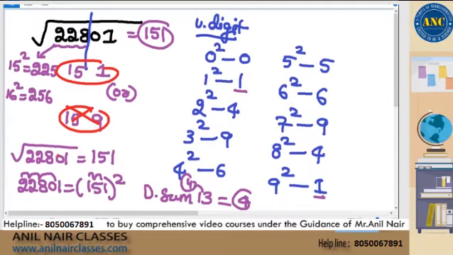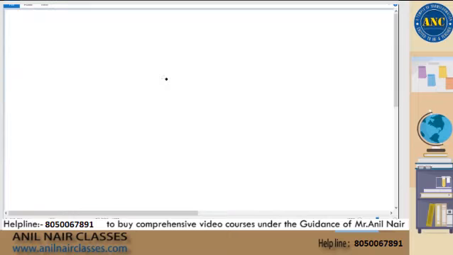Root of 22801 is 151. 22801 is 151 square. 2 plus 2, 4. 4 plus 8, 12. 12 plus 1, 13. 13 digital sum is 4. Here also 151: 1 plus 5, 6, plus 1, 7. 7 square is 49. 4 plus 9, 13, 4. So root of 22801, the value is 151.